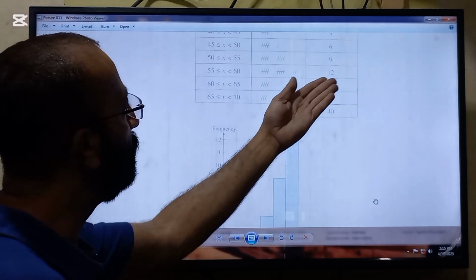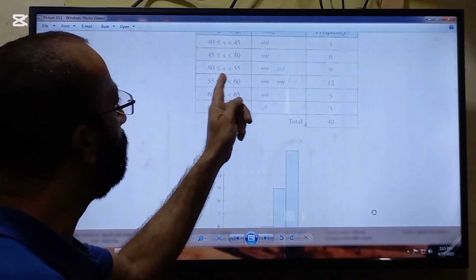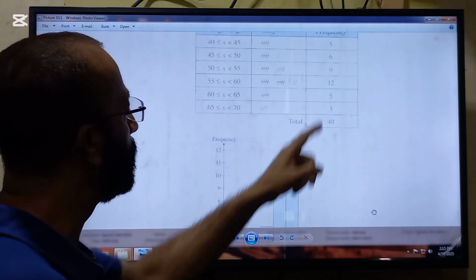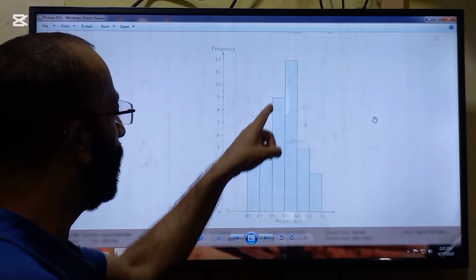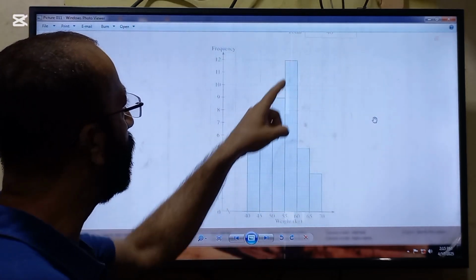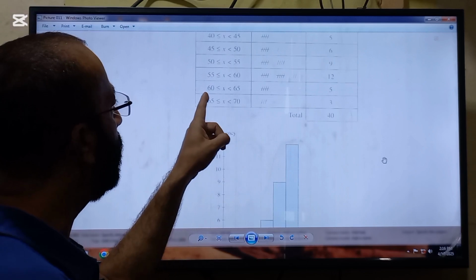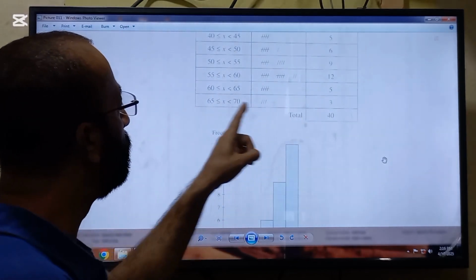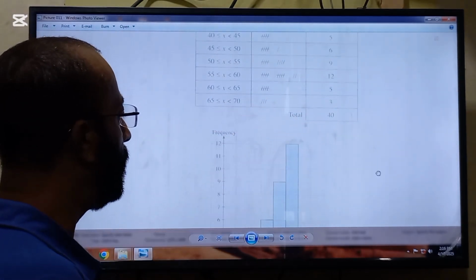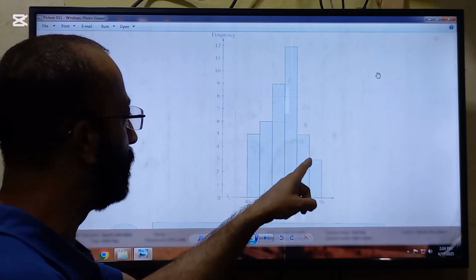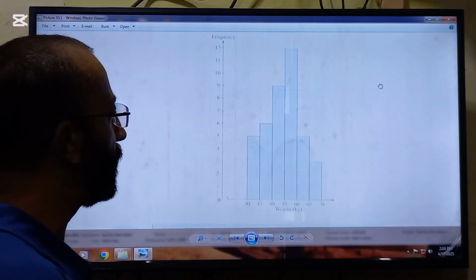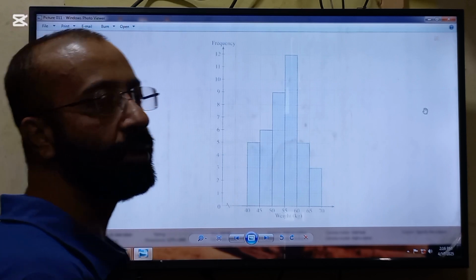So look here, now we will check from here. Then 50 to 55 is 9, next is 12. So 50 to 55 is of 9, then 12, and then 60 to 65, 5, and lastly 3. So this bar will be of height 5 and the last will be of 3. So this is the method of drawing a histogram.